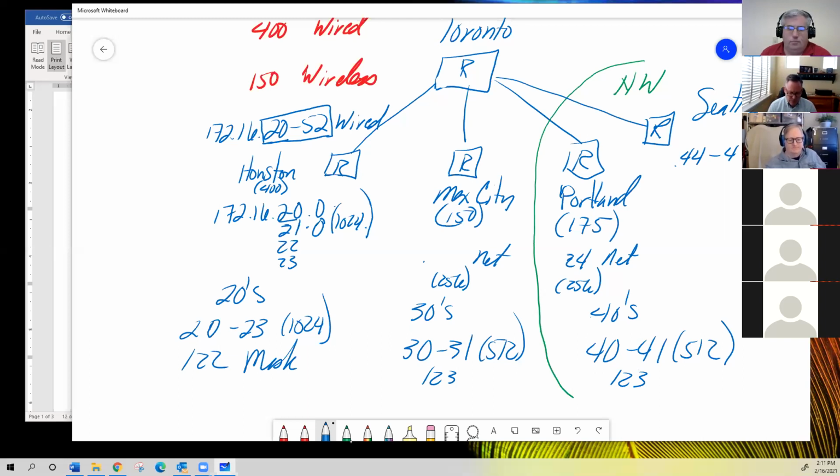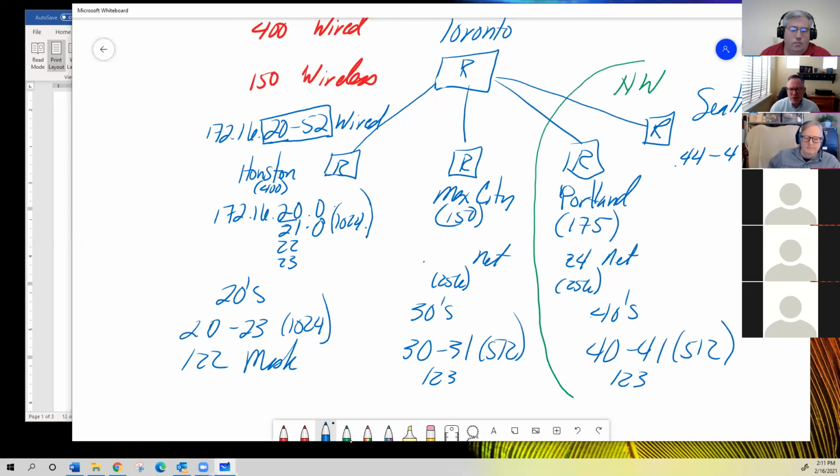That works. So for the Portland and Mexico City ones, are you just using a 255 subnet mask? Yeah, you could do that, and that'd give you 256. But again, Portland is at 175, and even Mexico City is at 150 right now. But if you looked at where Portland and Mexico City are going to be in 3 or 5 years, do you think they're going to hit 256 addresses?